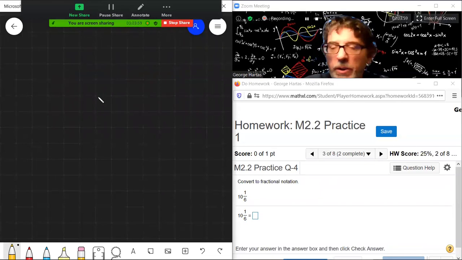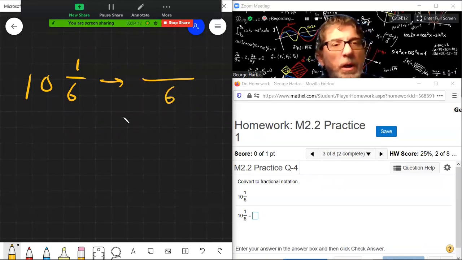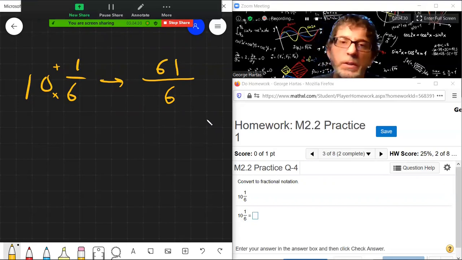All right, so let's keep rolling. 10 and 1/6. I know the denominator is going to stay as 6. I got to multiply now these two numbers. 10 times 6 is 60. 60 plus the numerator, which is 1, is 61. 61 over 6.